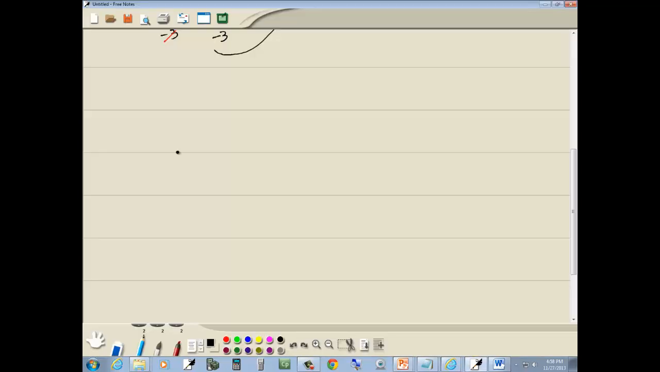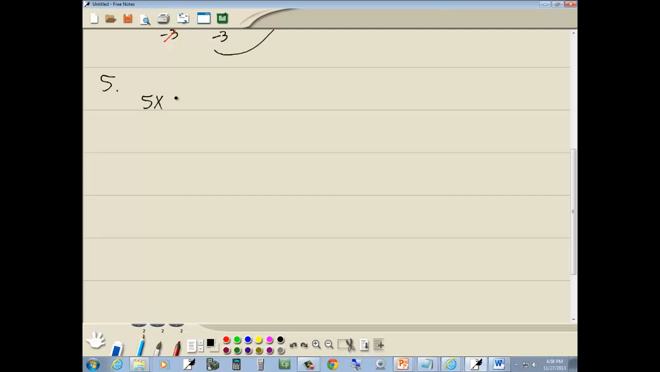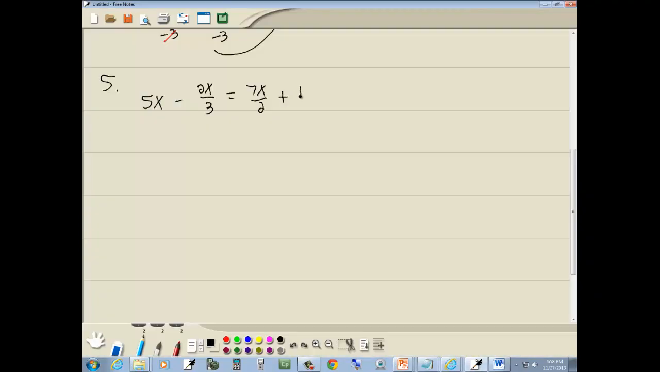Let's take a look at this one. We've got 5x minus 2x over 3 equals 7x over 2 plus 1/2. First step, get rid of parentheses. Don't have any. Second step, get rid of fractions. Multiply everything by the LCM of all your denominators.